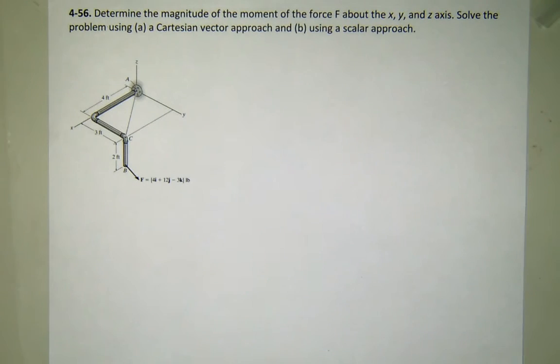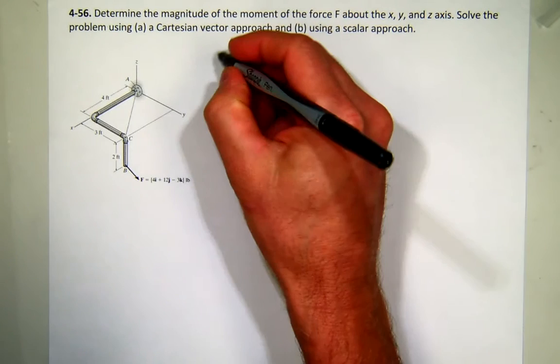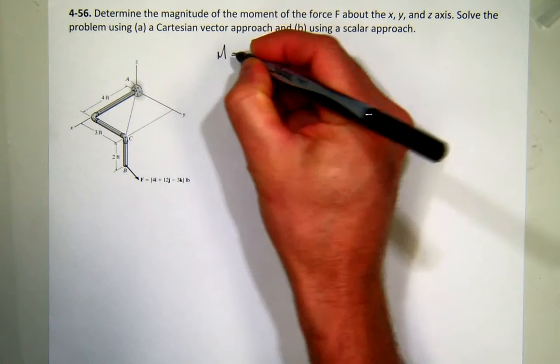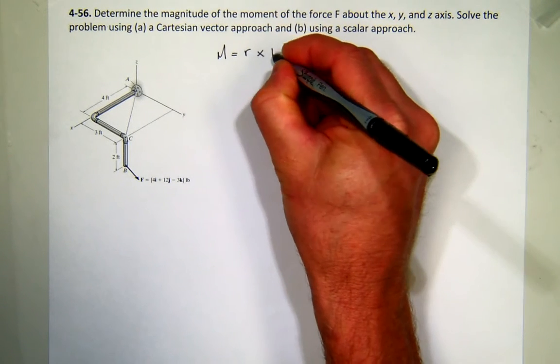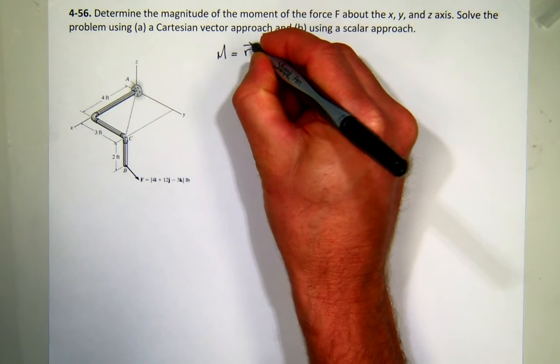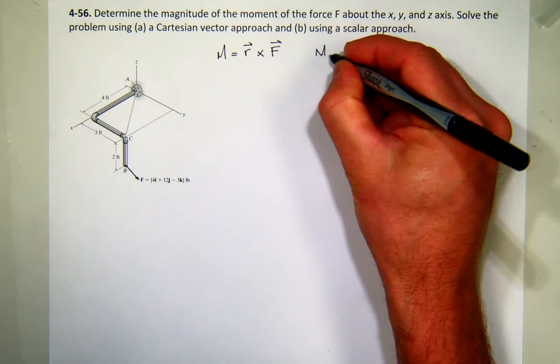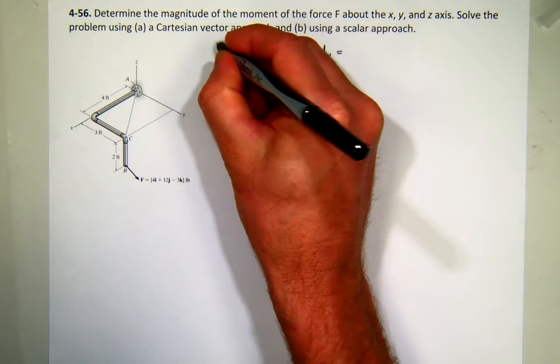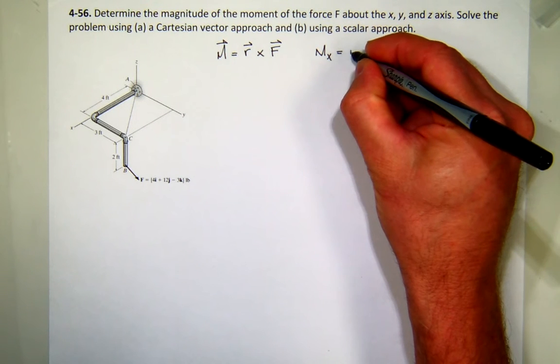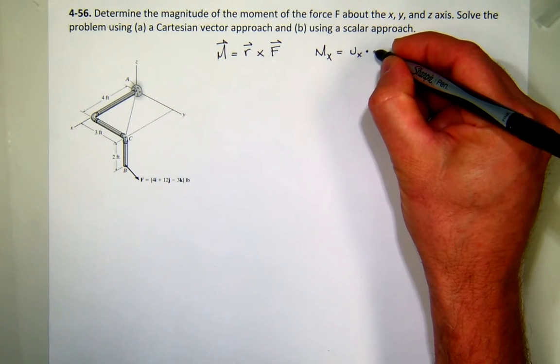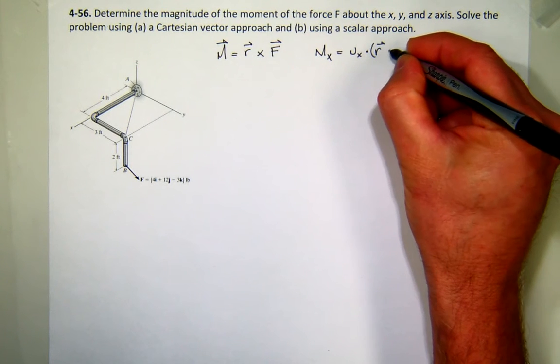Okay, so let's first try to do part A, which is the Cartesian approach. So what do we normally have to do in the Cartesian? By definition, we know that the moment about a point is usually the position vector cross the force vector, right? And then if we want it on a particular axis, for example, the moment about the x-axis, then what do we do? We would take some unit vector in the x direction and dot it into that cross product.